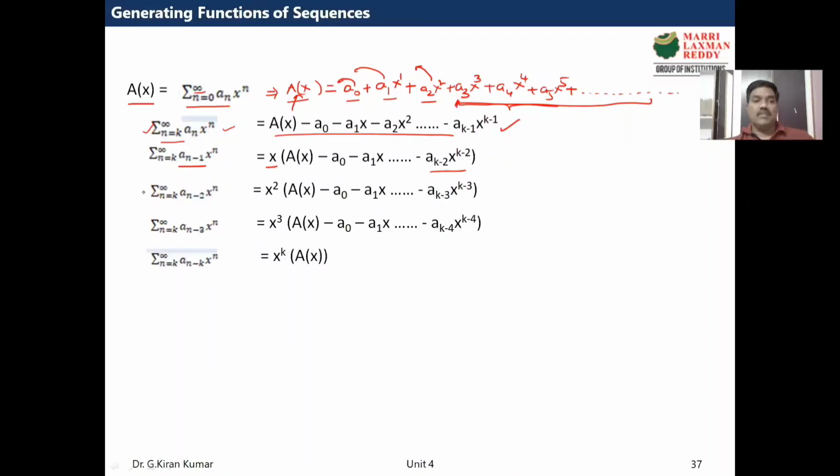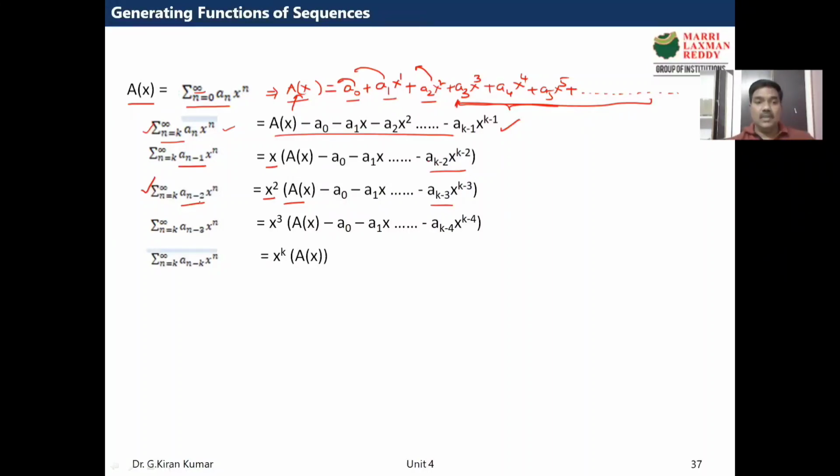Now the next formula. The sum from n equal to k to infinity, the same, of a of n minus 2 x power n. In that case, you will have the x square term, then A of x minus a naught, and one term will be further reduced. Please see, here we removed up to the k minus 1 term, here we are removing up to the k minus 2 term. That means we are slowly reducing.